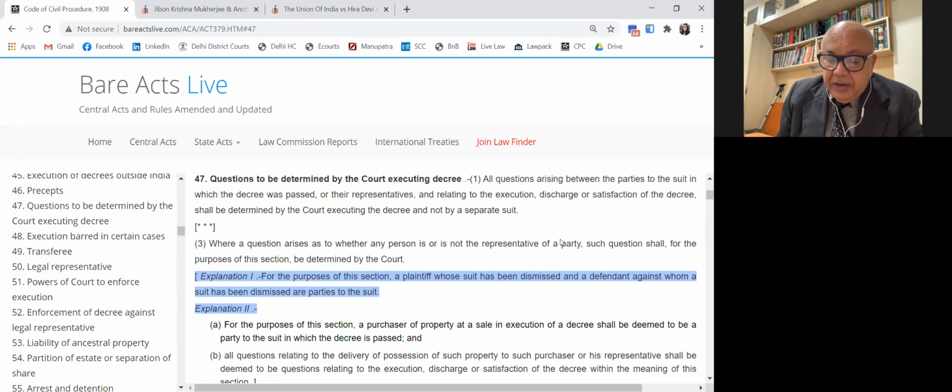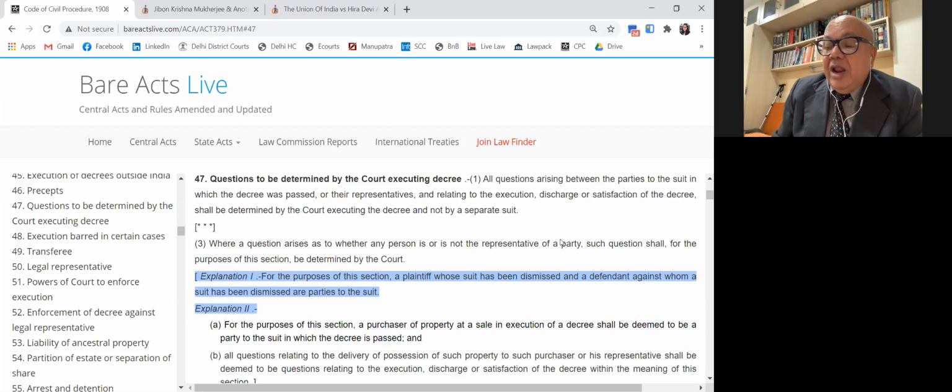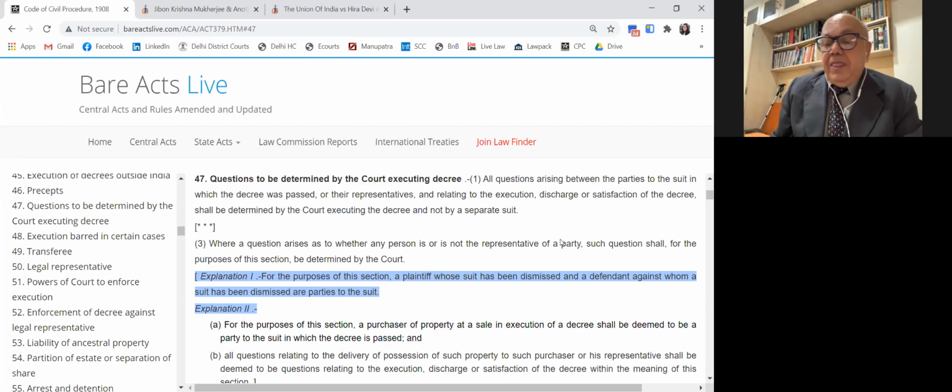Kindly see that here. Questions to be determined by the executing court in decree. All questions arising between the parties and suit and decree was passed so and so shall be decided by the court, by the executing court, and not by a separate suit. So you are forbidden from filing a suit, but suit is allowed to be filed only by a third party under the provisions of, right now पढ़े अभी हमने 21. Third party can challenge it.